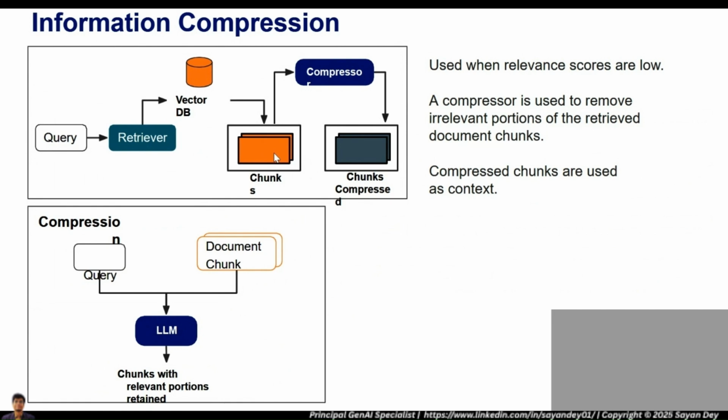So the idea here is that we use another compression algorithm to remove irrelevant portions of the retrieved document chunks, and we compress the chunks. So you take the user query, you retrieve the top 5 relevant chunks, but all of those 5 chunks may not be that relevant.